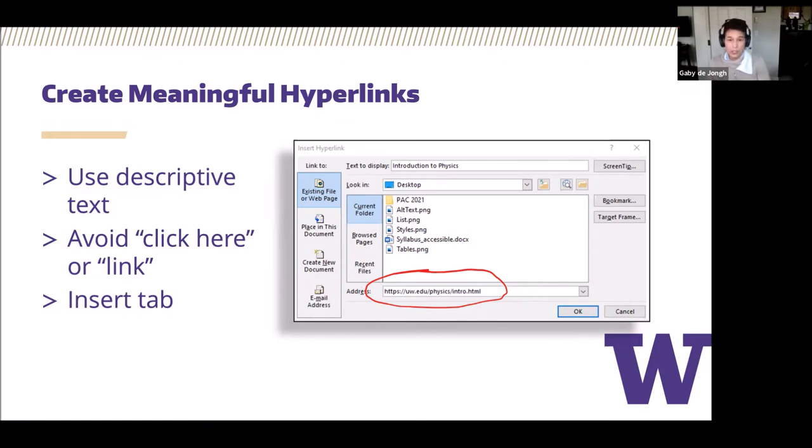If a content creator uses click here or link as their descriptive text, then what happens is the screen reader user calls up that list of links, and they will encounter the screen reader announcing click here, click here, click here, or link, link, link, which doesn't really give the user clear information about where that link is going to take them. So creating meaningful hyperlinks in electronic documents is absolutely essential for accessibility.